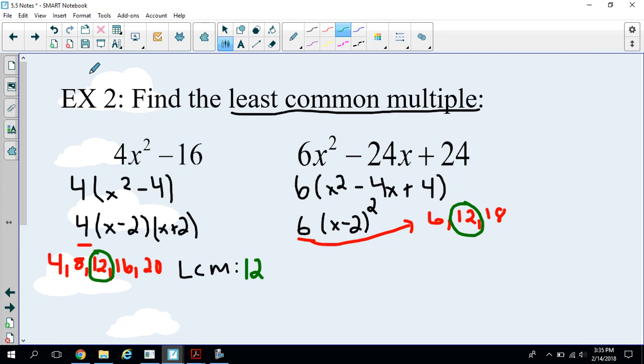Now let's deal with our factored forms. Notice for our first one, we have 4 times x minus 2 times x plus 2. Whatever the factored forms have, they need to be part of our least common multiple. So since this one has an x plus 2, that has to be part of our least common multiple.